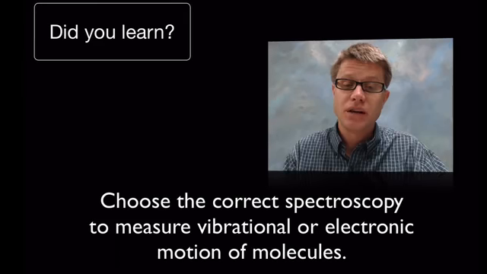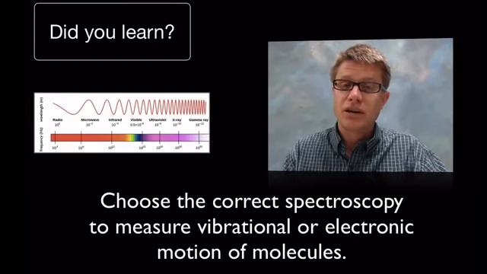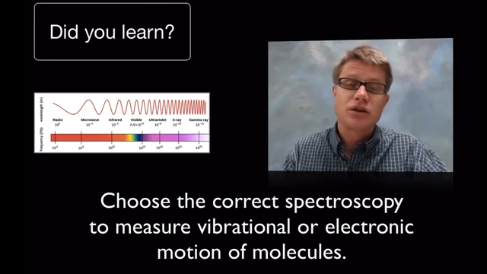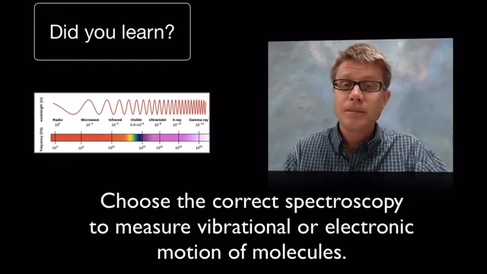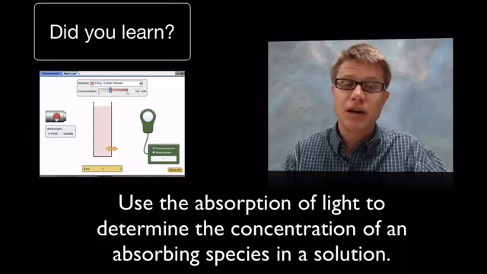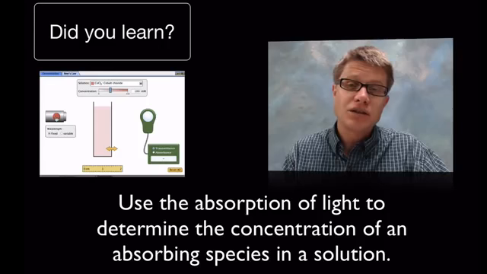So you should have learned to choose the correct spectroscopy to measure vibrational or electronic motion of molecules. If you're looking at vibrational, you better choose infrared, and if we're looking at electronic structure, then you should choose UV or visible light. And then finally, we could use the absorption of light to determine the concentration of absorbing species in a solution. That's Beer-Lambert law. As we increase the concentration, we increase absorbance, and I hope that was helpful.